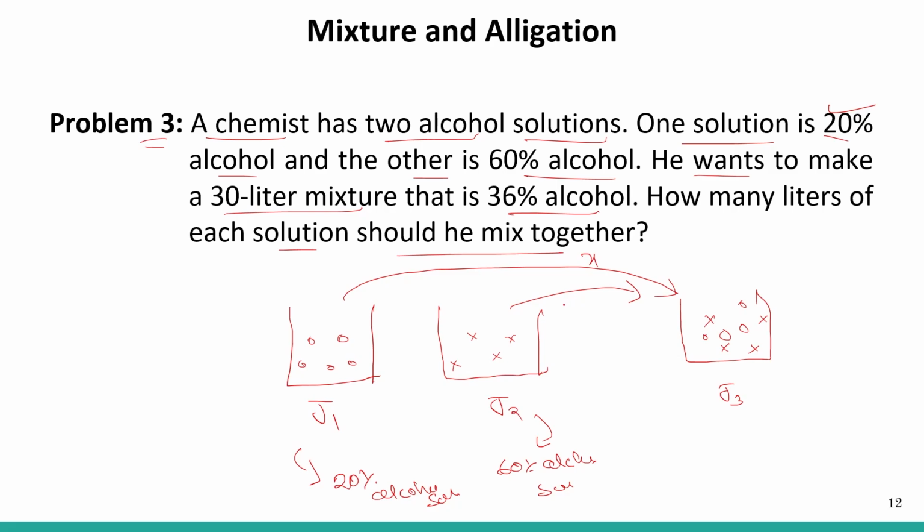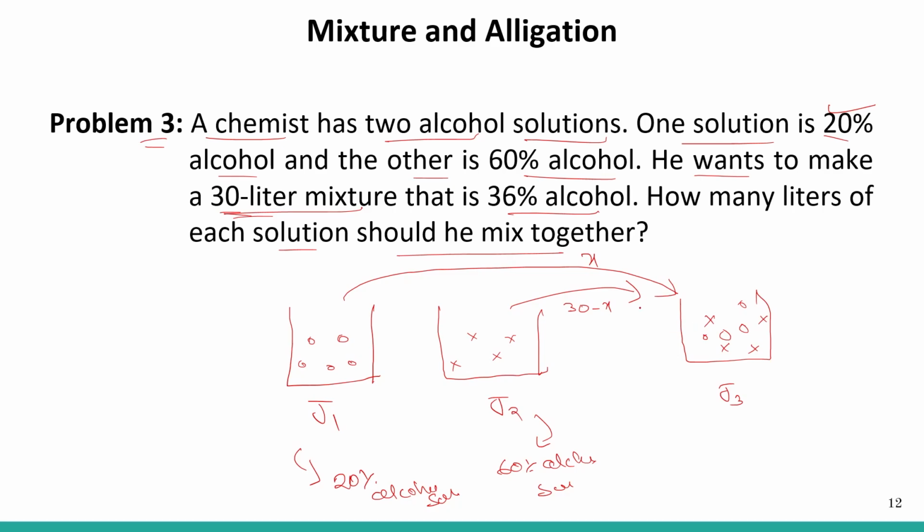Let's say you take x from here and 30 minus x from here, from J2. You must be wondering why x and 30 minus x. Similarly, as we have done in the previous question, summing these two, what we are left with is the 30-liter mixture. We want only a 30-liter solution here, so that is why we chose this. So 30 minus x plus x is equal to 30.